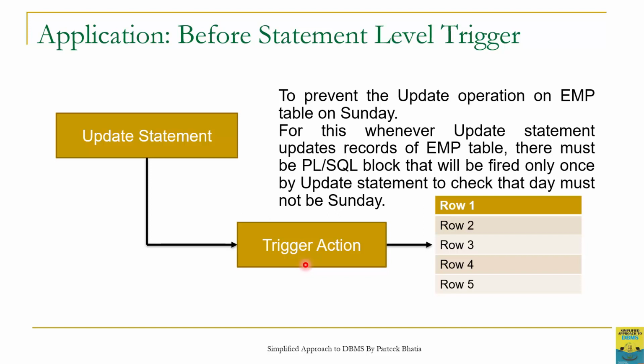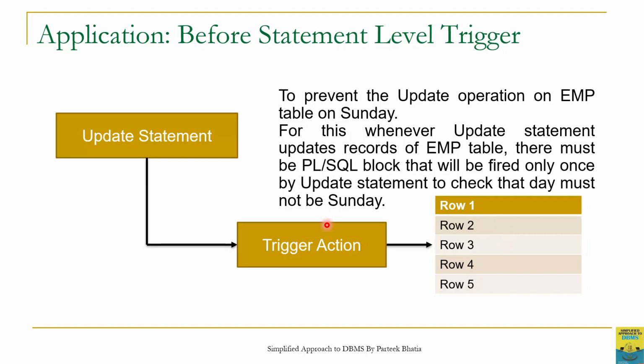Since we need to check system day only once, that's why we have to use statement level trigger. There is no need to check system day again and again before updation of every row. We just check it once during the execution of update statement, because these rows will be updated in milliseconds. So there is a need to check system day only once during execution of update statement on employee table. This trigger will check system day. If it is Sunday, then update operation will be stopped.